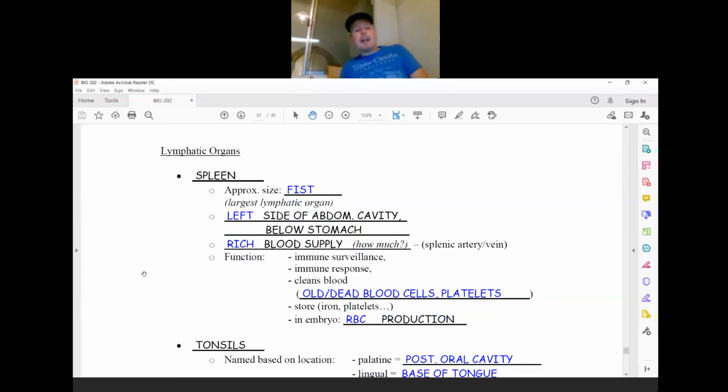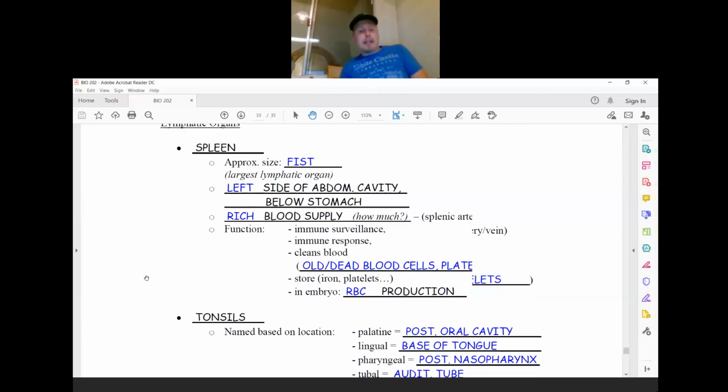So spleen, that's the largest lymphatic organ, about fist-sized, located only on the left side of the abdominal cavity, just below the stomach. Remember, patient's left side. There's a very rich blood supply to the spleen, so you notice there's a splenic artery and vein there. The function of the spleen: immune surveillance, immune response, cleaning blood, so we remove old or dead blood cells, platelets, and such. At the spleen, we're also storing some of these components such as iron and platelets so we can reuse them. And in embryo, we had red blood cell production initially at the spleen.